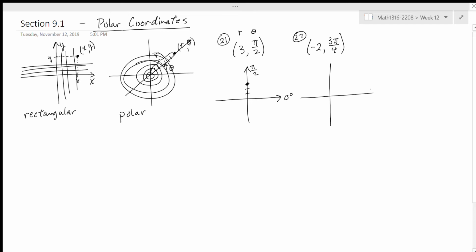And so this is where knowing your unit circle is going to come in handy. In which quadrant is 3 pi over 4? Okay, so 3 pi over 4, starting at 0, remember positive angles go counterclockwise. This is the direction of 3 pi over 4. And did anybody happen to notice that the radius is negative? Now that means something.